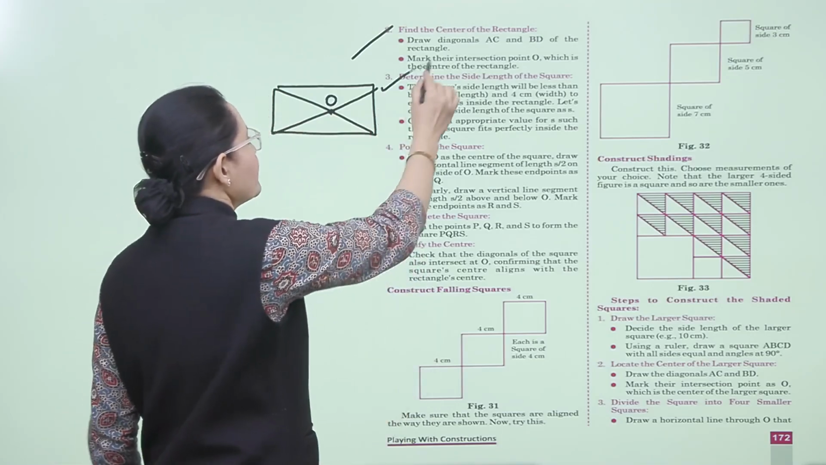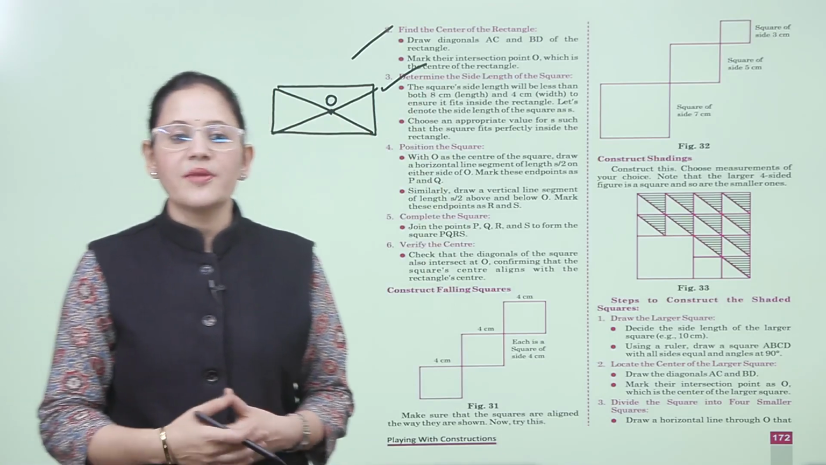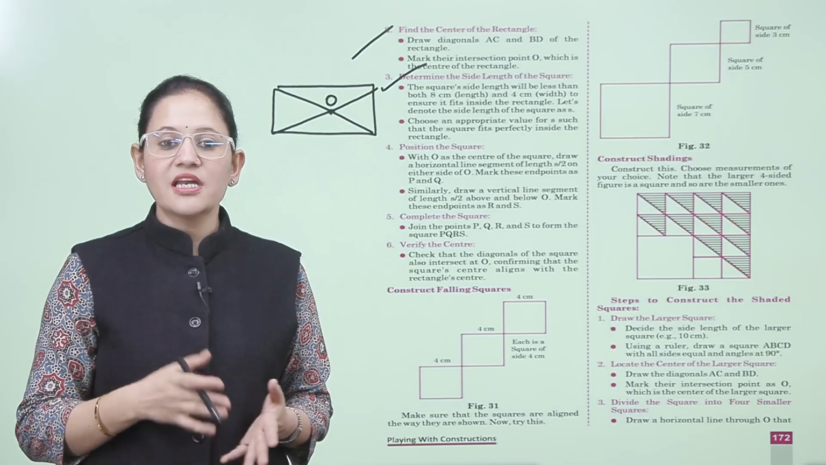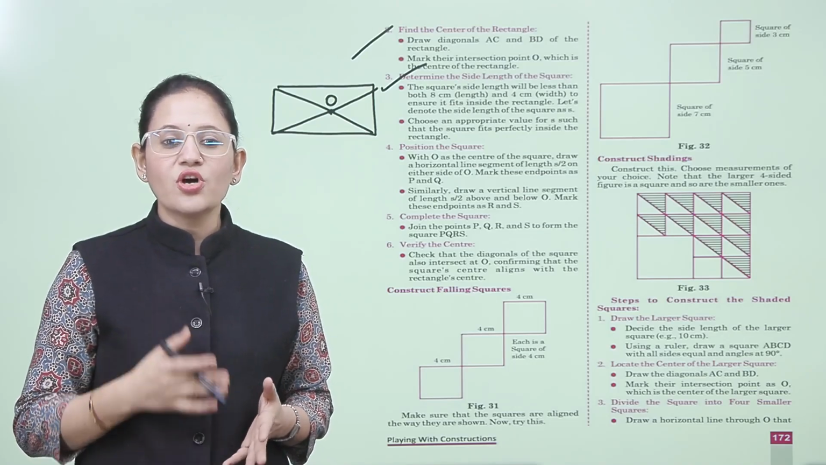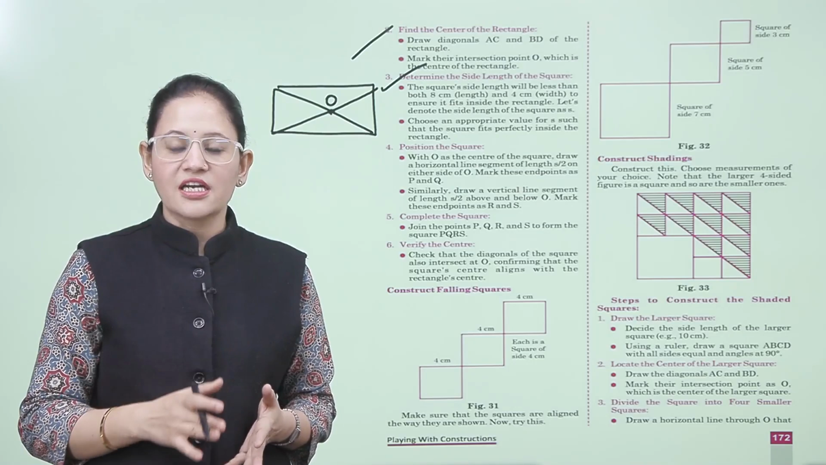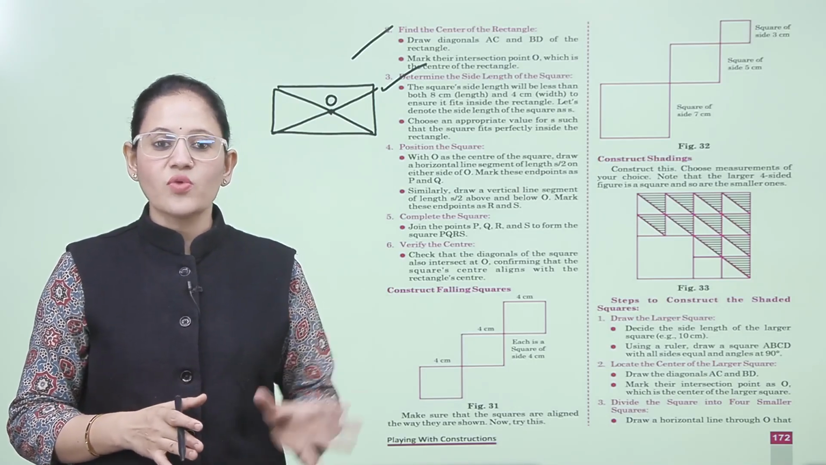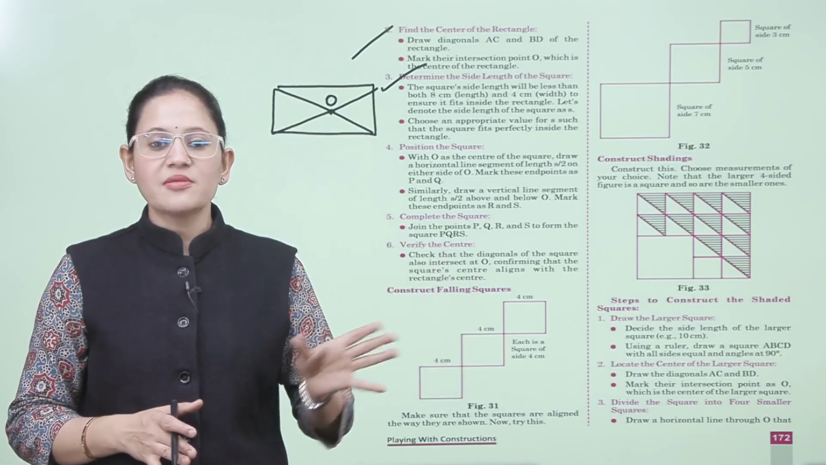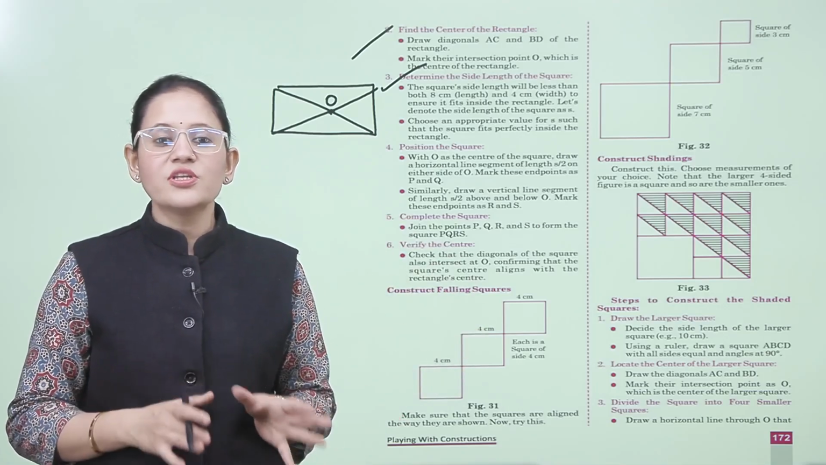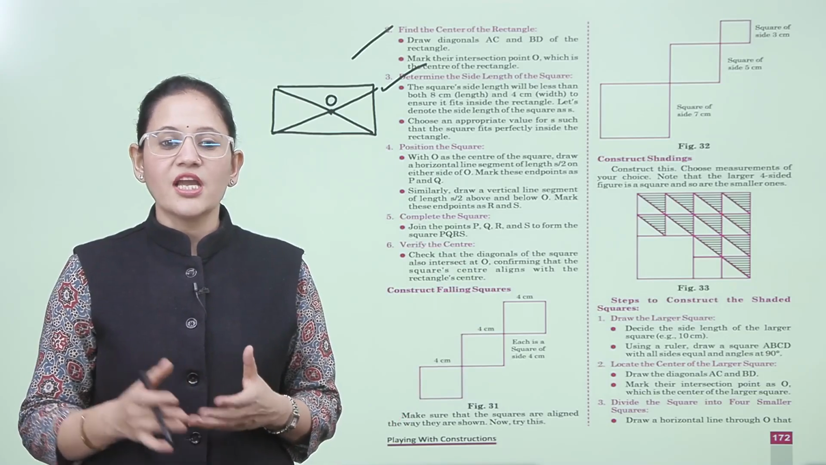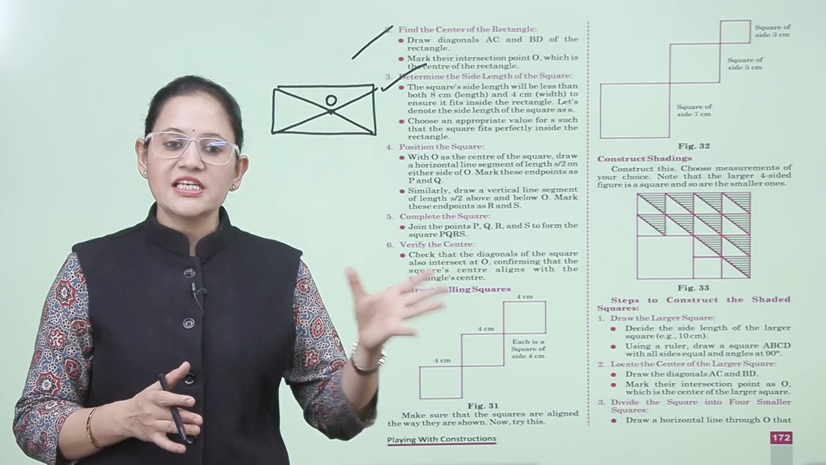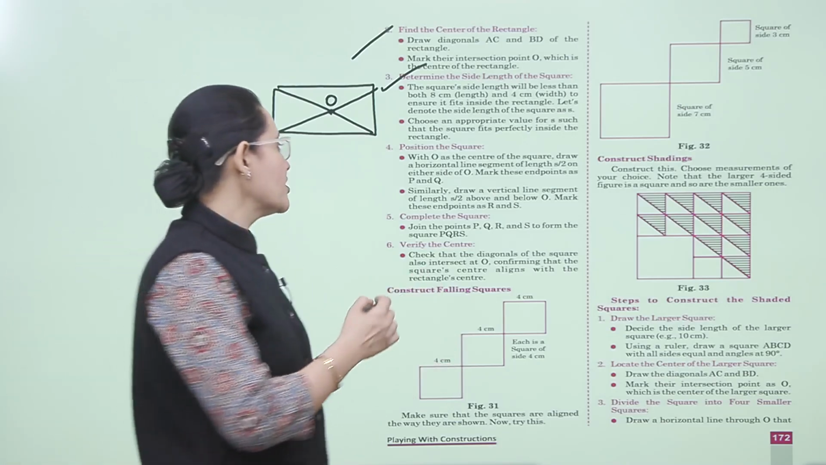Next is determine the side length of the square. The square side length will be less than both 8 cm and 4 cm to ensure it fits inside the rectangle. So, we have to construct the square inside the rectangle. So, its length and breadth should be less than 8 cm and 4 cm. Let's denote the side length of the square as A. Choose the appropriate value for A such that the square fits perfectly inside the rectangle. Now, position of square.